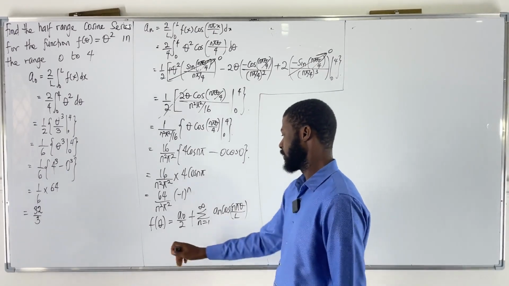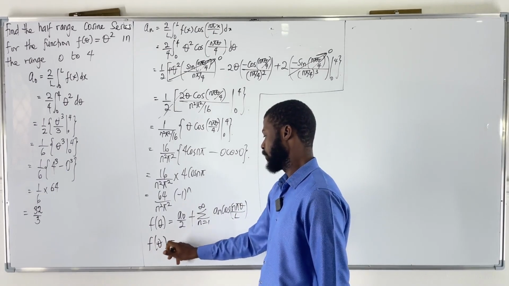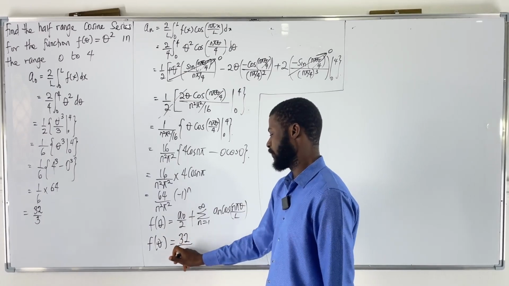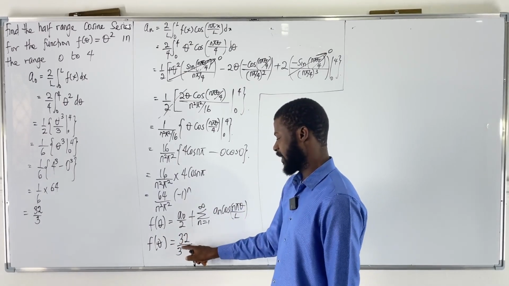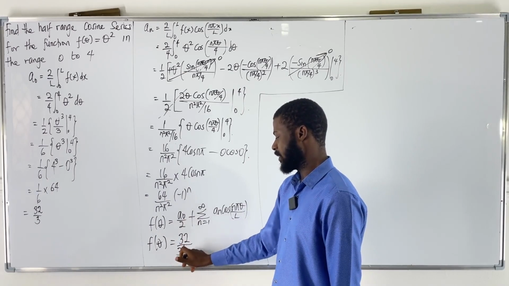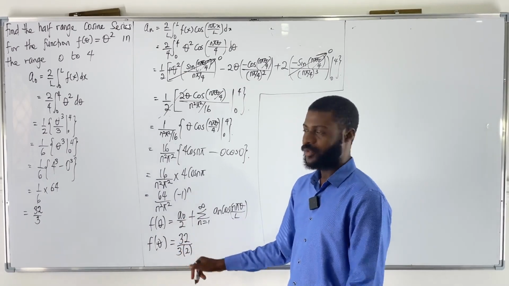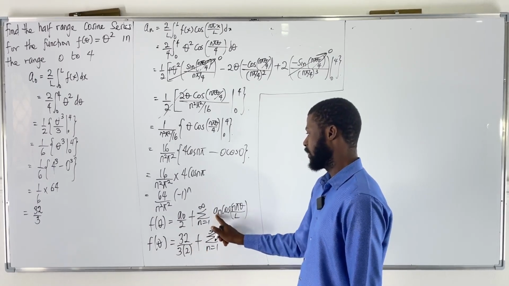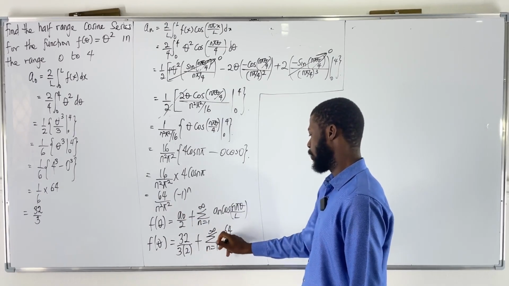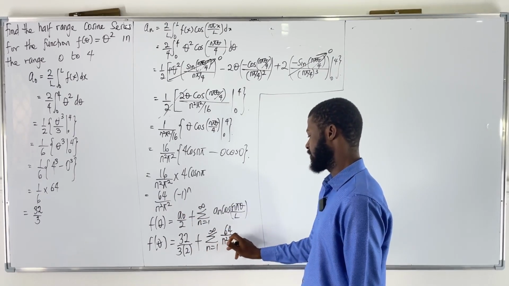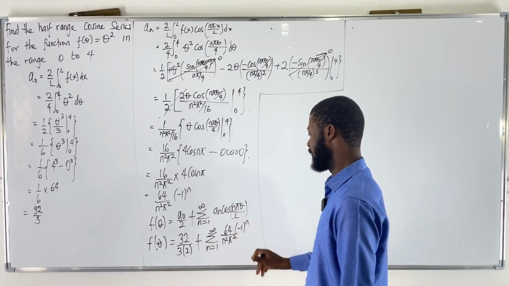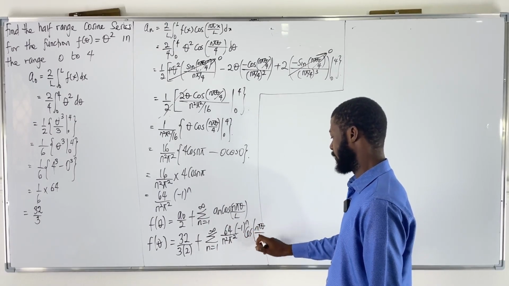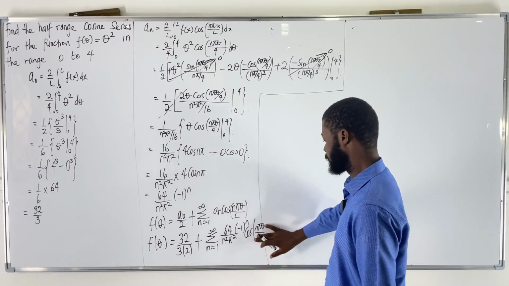Okay, so let's proceed. So f of theta is equal to, now a naught is 32 over 3. So this is 32 over 3. Now, if you are dividing 32 by 3, and you also have to divide it by 2, that means the 2 will join the 3 to divide. Then plus the sum from n equal to 1 to infinity. A sub n is this. So that's 64 divided by n squared pi squared, times minus 1 to the power of n. Then we have cos n pi theta over L. But L is what? L is 4.